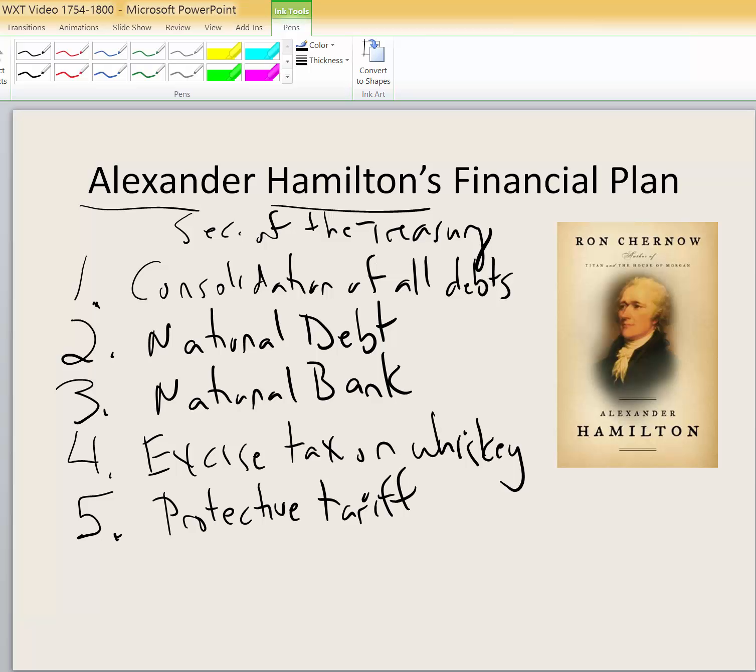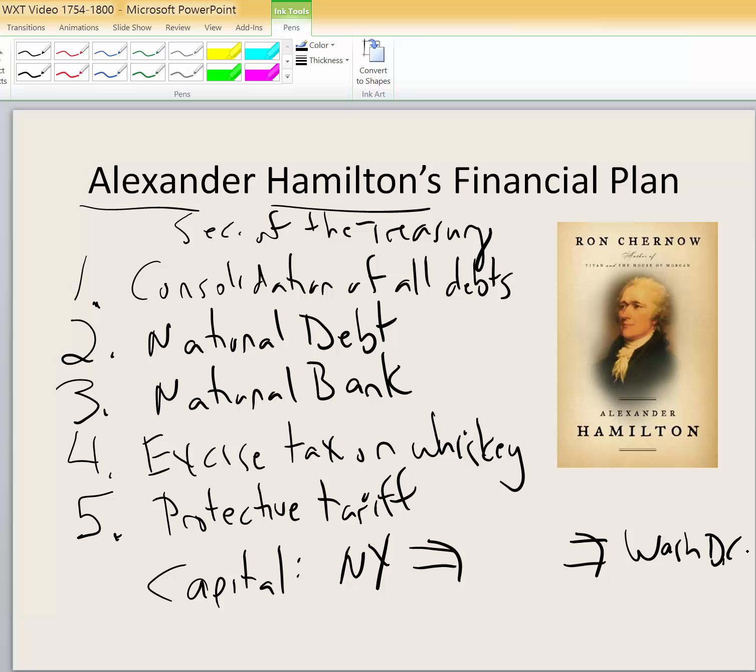And that deal was that he would take the capital of the United States and he would move it from New York to the Potomac River, which will eventually become Washington, D.C. Temporarily, while they were building Washington, D.C., the capital was in Philadelphia. And this is how we eventually get down to the area between Virginia and Maryland.